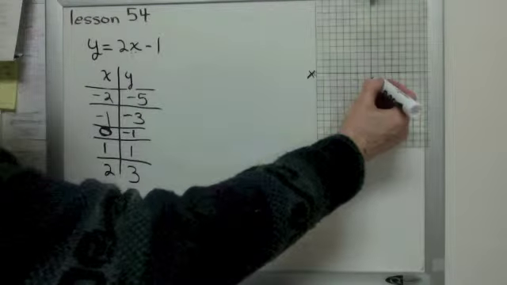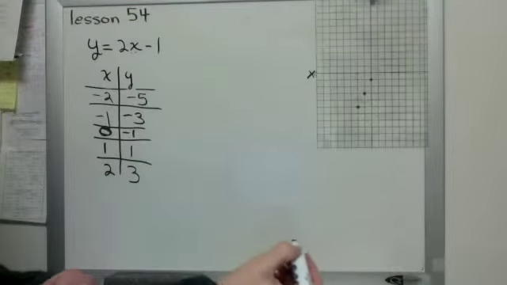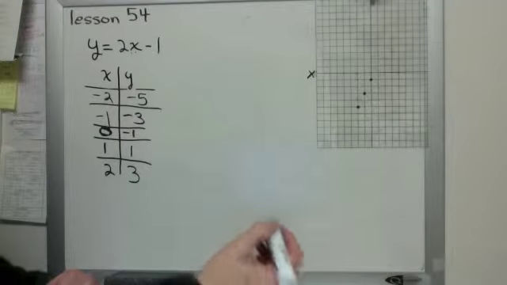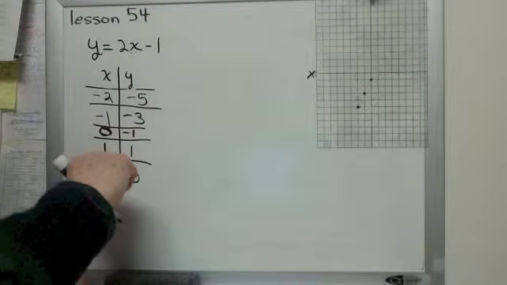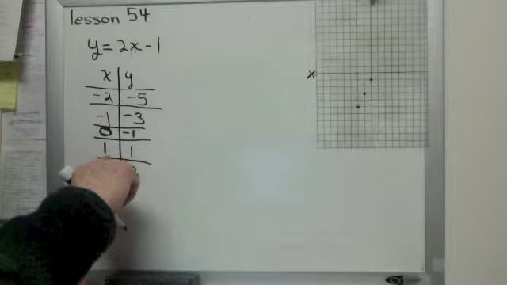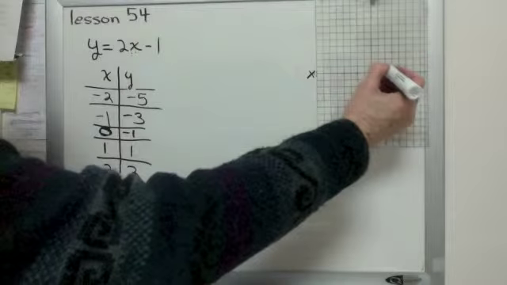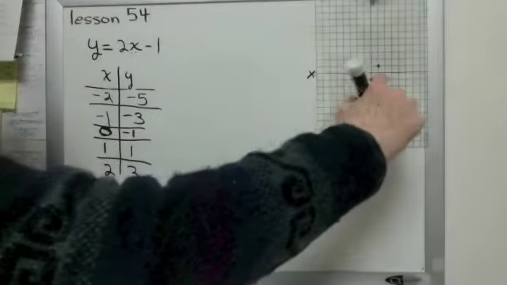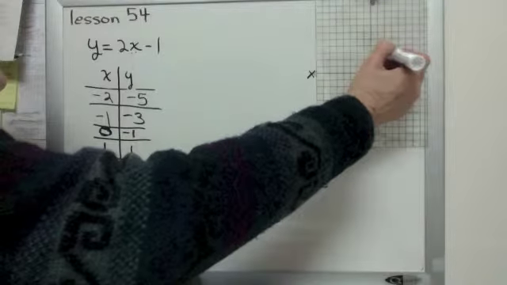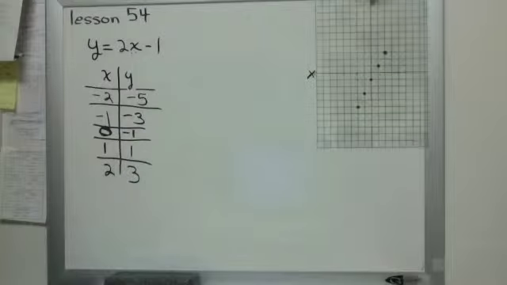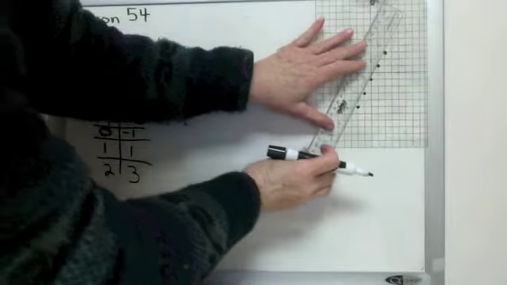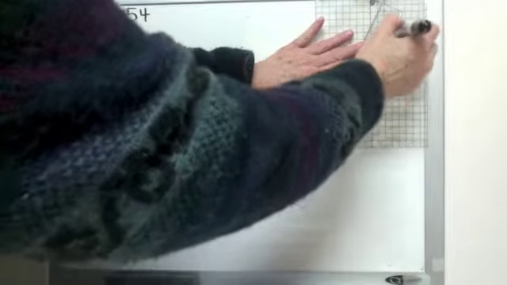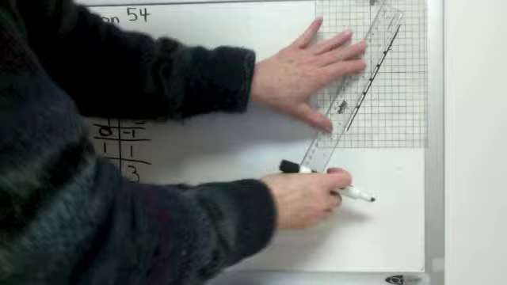Does it look like all of my points are on a straight line? So far, they all should come out to be on the same straight line. Let's plot this one. Over 1, up 1. Ooh, still looking good. Over 2, up 3. Am I looking good for a straight line? Well, let's get the trusty old ruler and draw that line. Okay, here we go. There's our line right there. That's the line.